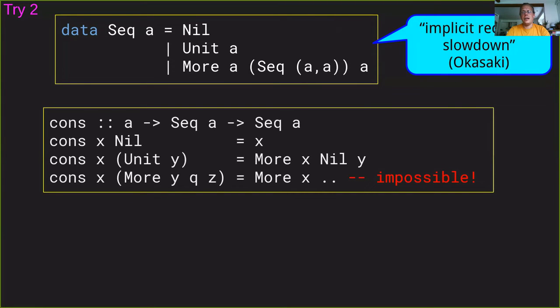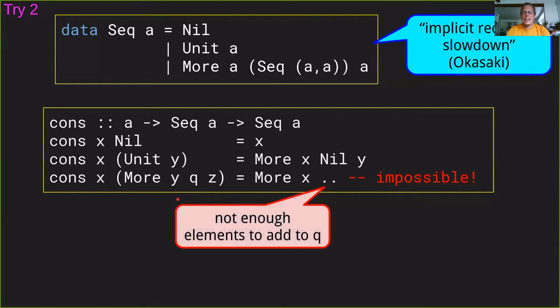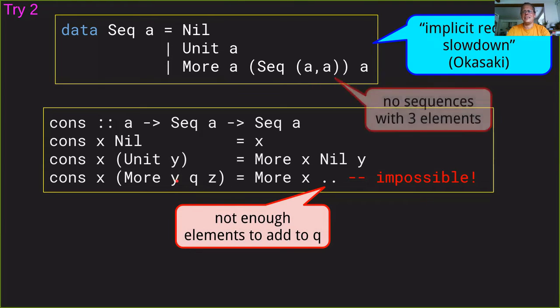So head and last are easy to do, but cons has a little problem. So the first 2 cases for cons are just the same, but once we do cons on a list that is represented using more, the first element is easy, but now this element y is to be pushed inside of q, but q wants to have pairs of elements, not just one element. And so we don't have enough elements to add to q. We only have one y, and we need to pair it up with something. And we can easily see this is a bad representation of sequences because, for example, sequences with 3 elements cannot be represented with this sequence data type at all.